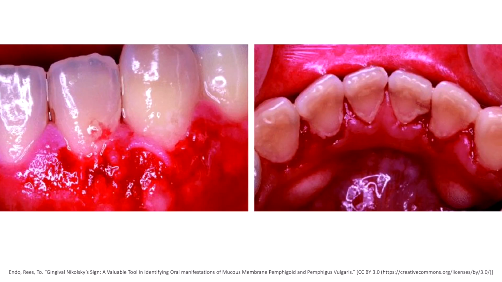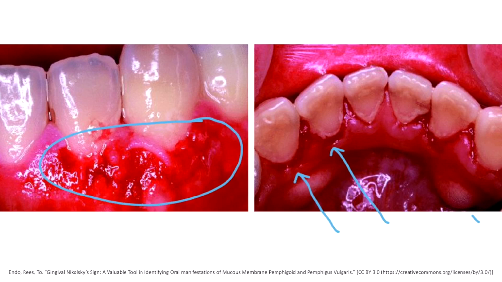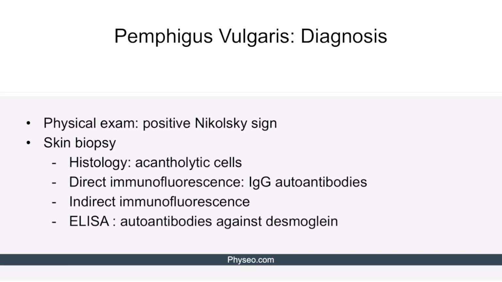Here you see an image showing the friability of epithelial tissue in the gingiva in a patient with pemphigus vulgaris of the oral mucosa. This is the result of the flaccid bullae easily rupturing upon manipulation. Now let's talk about the diagnostic approach. The initial step for the diagnosis of pemphigus vulgaris is performing a physical exam. Here, let's pay attention to a differentiating factor between bullous pemphigoid and pemphigus vulgaris that is found on examination and is often tested on exams.